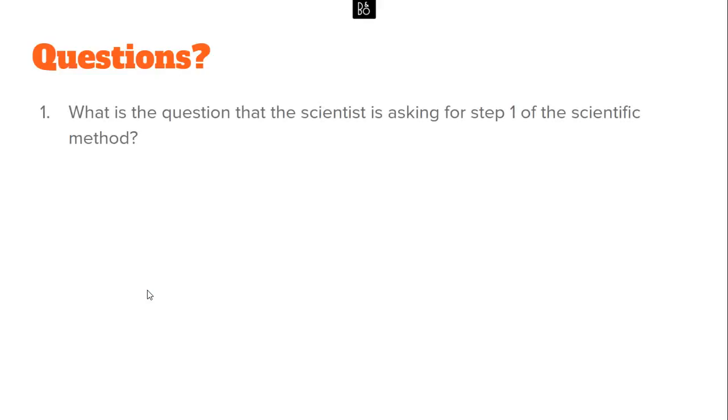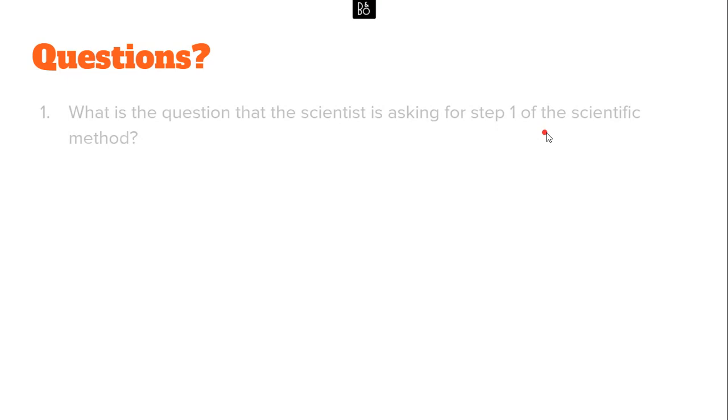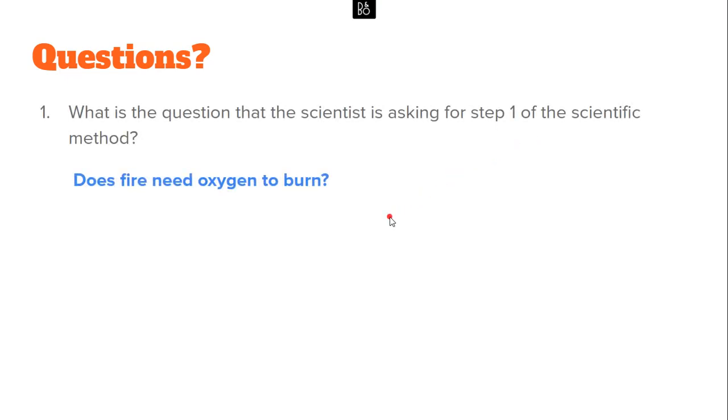Question number 1, what is the question the scientist is asking for step 1 of the scientific method? Go ahead and pause this video and think about it. What question is this scientist wanting to answer? If it would help, go back and read this first sentence again. That may help you come up with a question. So pause your video and answer that question. The question the scientist wants to come up with is, does fire need oxygen to burn? That is what we're going to be looking at in this investigation.